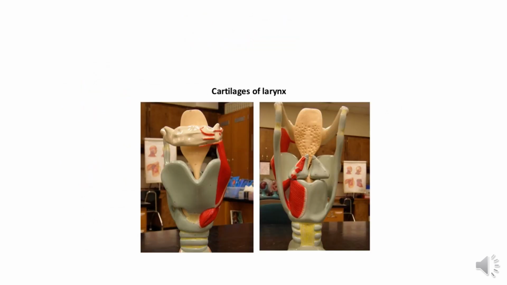This model shows how the cartilages are arranged together. The biggest cartilage is the thyroid cartilage. Below it there is the cricoid cartilage, and above is the epiglottis. These are unpaired cartilages. This model also shows 3 pairs of cartilage, which are arytenoid, corniculate, and cuneiform cartilage. These are small cartilages.